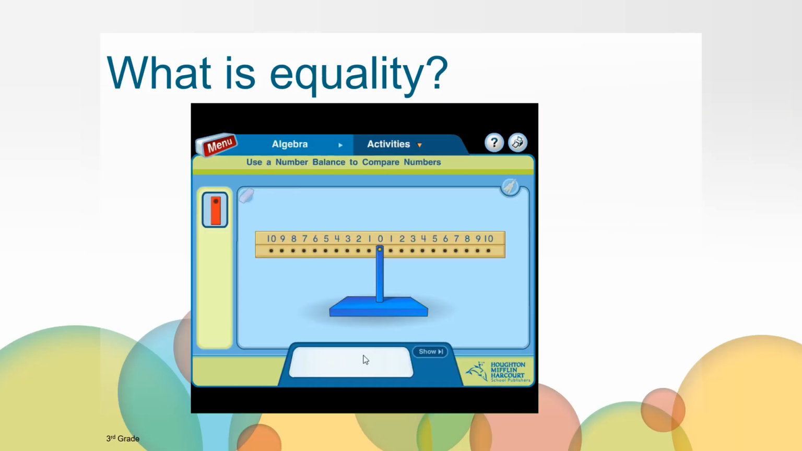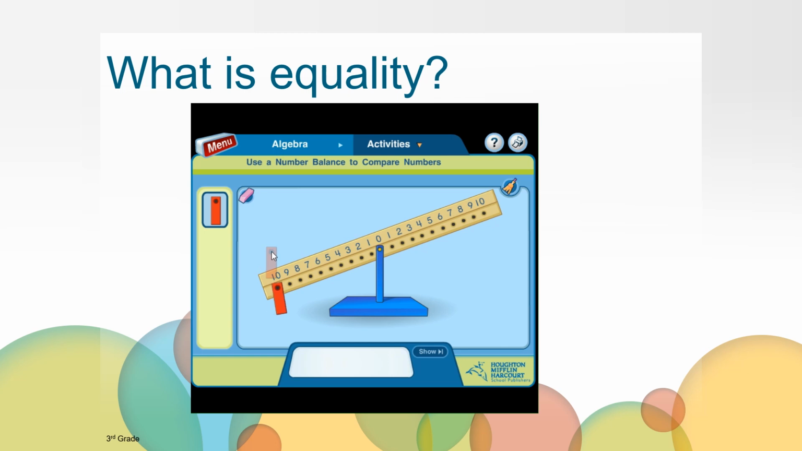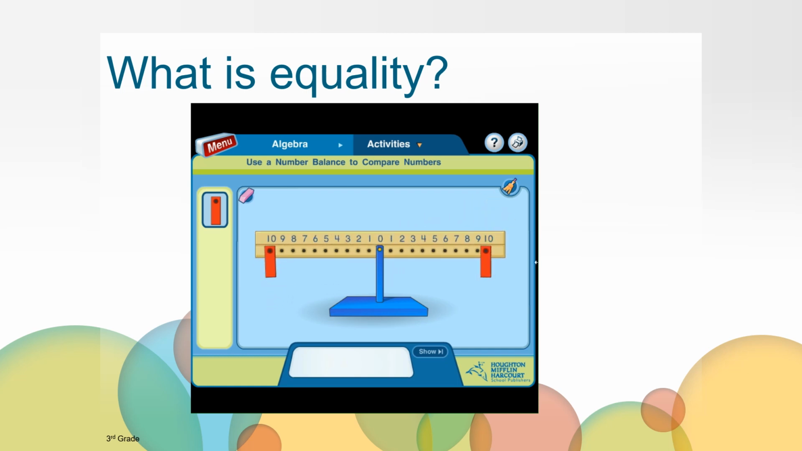Do you know what this tool is called? It is called a number balance. What does balance mean? If something is balanced, it's the same on both sides. If you make something balanced or the same, that's also called equality. If I put 10 on the left side, I can make it balanced or the same or equal by putting 10 on the right side.